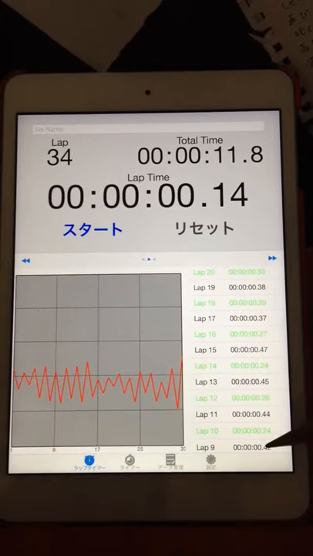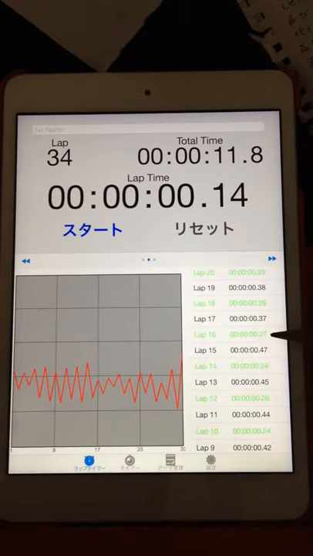1, 2, 3, 4, 5, 1. Second bar, 1, 2, 3, 4. The difference is 20. 20 means 200 milliseconds. 20 divided by 6, 9.